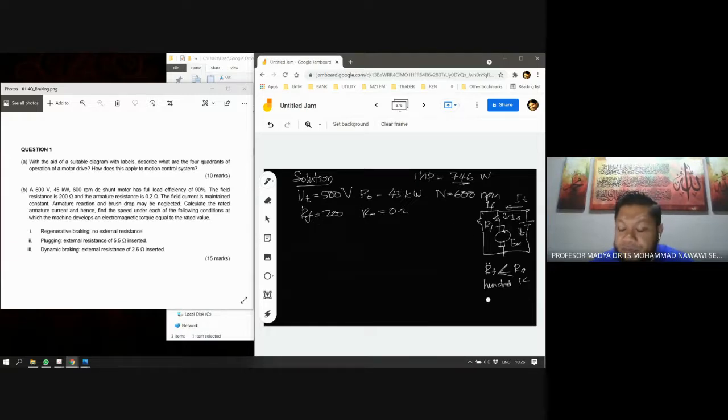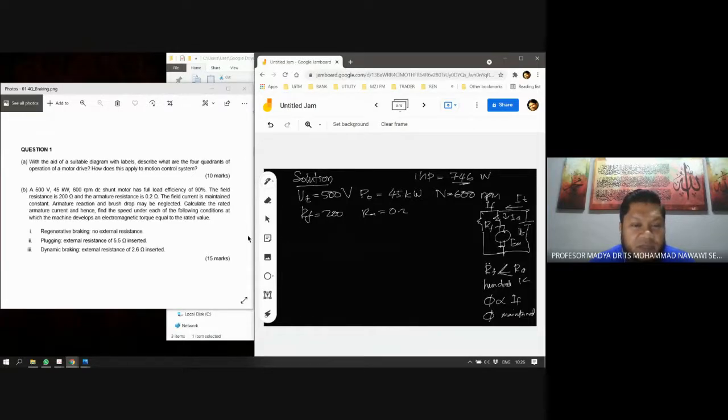Therefore, flux depends on IF. So if IF is maintained, flux is also maintained. All right. The field current is maintained. Armature reaction and brush drop may be neglected. So you can just neglect the armature reaction.